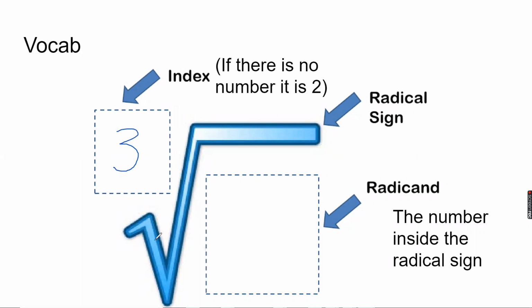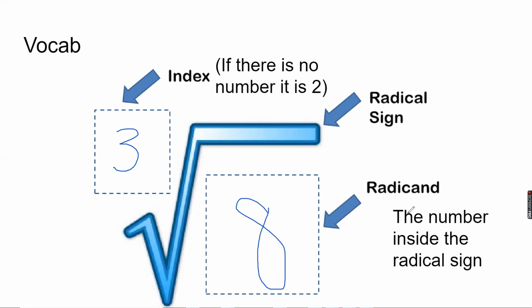This sign right here is called our radical sign. And so we have our 3, which is our index, and then our radical sign. A lot of times we just call that our root. Our last vocabulary word is the radicand, and that's the number inside of our radical sign. So for example, if we had our index of 3 and then our radical sign, and then the number 8, I'm looking for the cube root of 8.